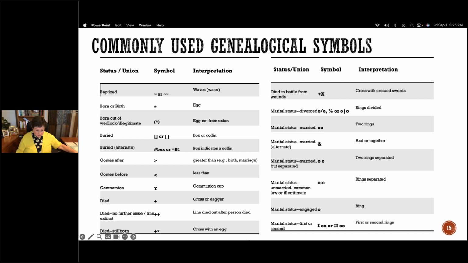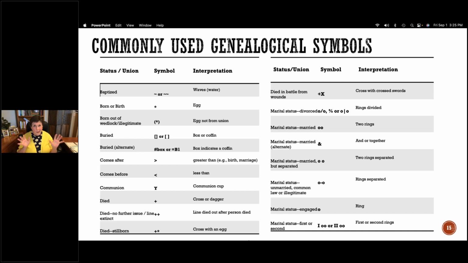This slide is the commonly used genealogical symbols. So those are abbreviations, and now these are the symbols. I have found these symbols come into play when I'm dealing with people who do not read or write English or speak English. And so when I communicated in the past with my French cousins and my German cousins, they frequently use these symbols.